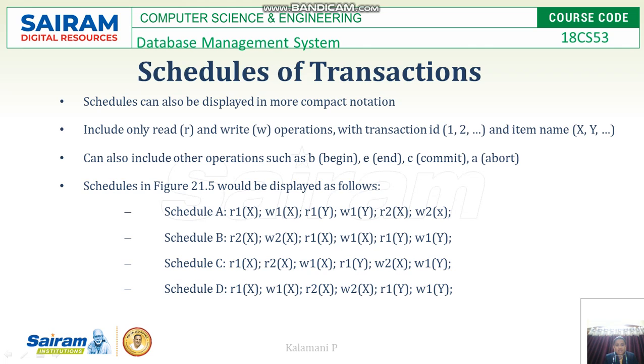For the beginning of the transaction we represent it with B, the end of the transaction with E, commit with C, and abort with A. This is the formal notation used to represent schedules.